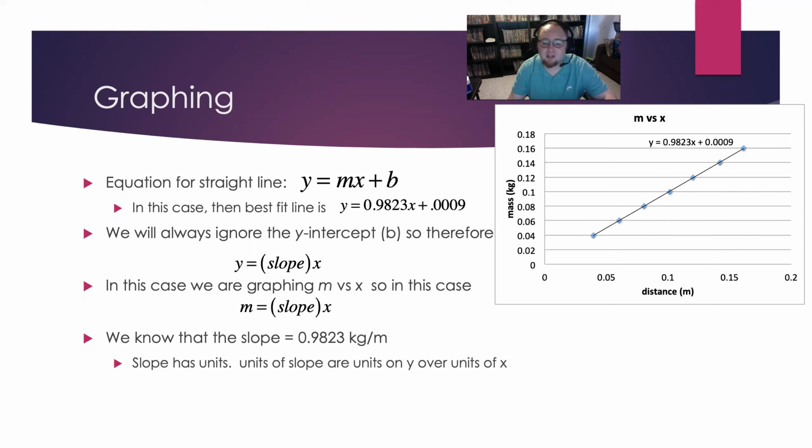Now keep in mind, slope does have units. The units of any slope should be the units on y divided by the units on x. In this case, kilograms divided by meters. But I'll always have a section say, what is the slope? And for the slope, you would just put 0.9823 kilogram per meter. Don't include the 0.0009. Don't include a y and an x. Just give me the value and the correct units.